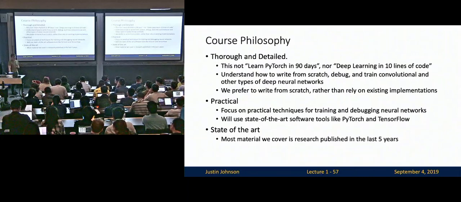So given that, for the purpose of pedagogy, we're going to encourage you to write things from scratch, rather than relying on existing open source implementations. Again, this will make you a better deep learning practitioner.